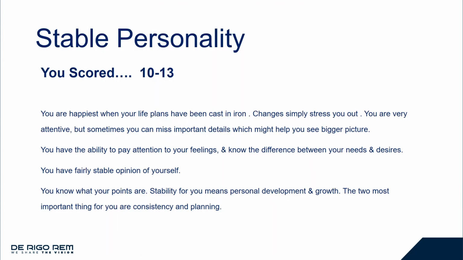If your score is between 10 and 13, you are happiest when your life plans are cast in iron. Changes simply stress you out. You're very attentive, but sometimes you can miss important details which may help you see the bigger picture. You have the ability to pay attention to your feelings and know the difference between your needs and your desires. You have a fairly stable opinion of yourself.